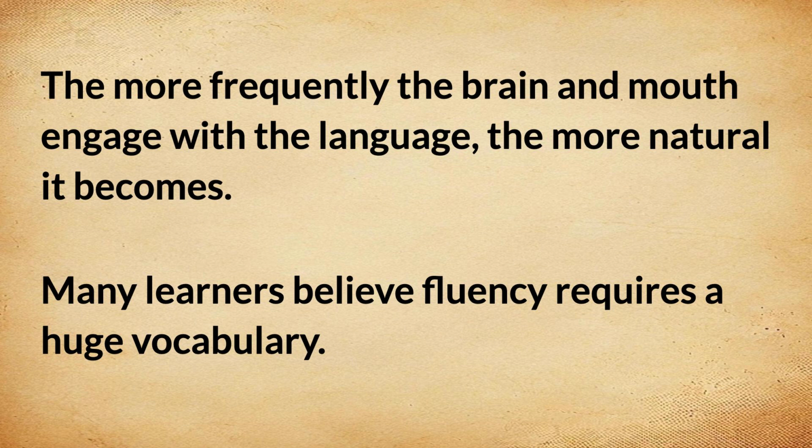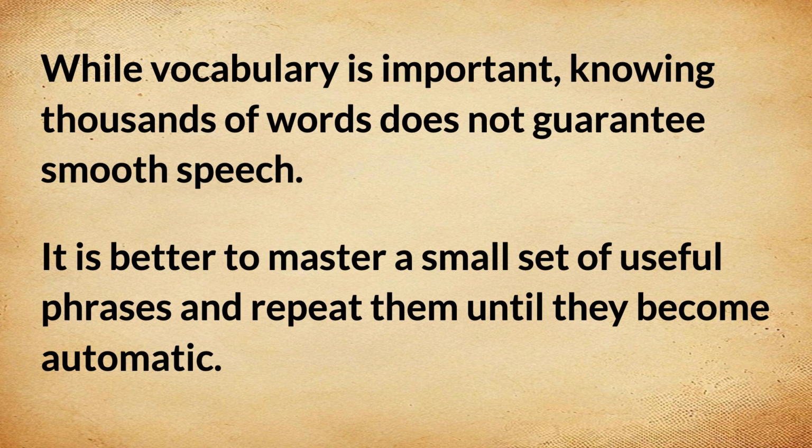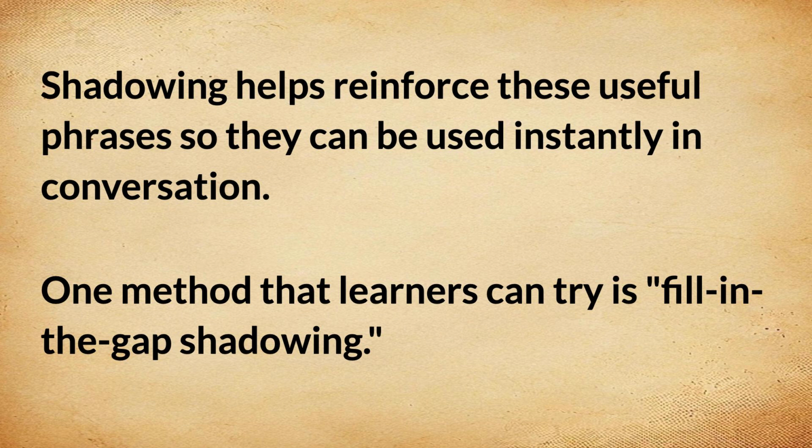Many learners believe fluency requires a huge vocabulary. While vocabulary is important, knowing thousands of words does not guarantee smooth speech. It is better to master a small set of useful phrases and repeat them until they become automatic. Shadowing helps reinforce these useful phrases so they can be used instantly in conversation.